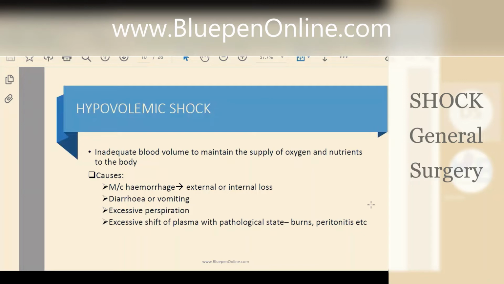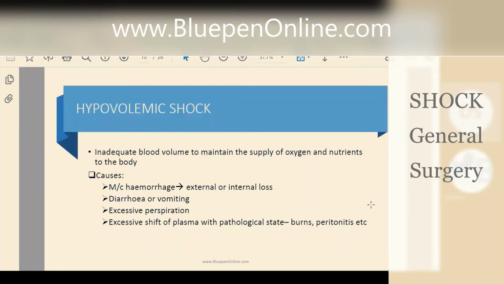Then the other type of hypovolemic shock can be seen in excessive diarrhea or vomiting, like severe typhoid or severe cholera. Excessive perspiration, when the person starts sweating a lot and uncontrollably due to some neurological problem, can also lead to hypovolemic shock.